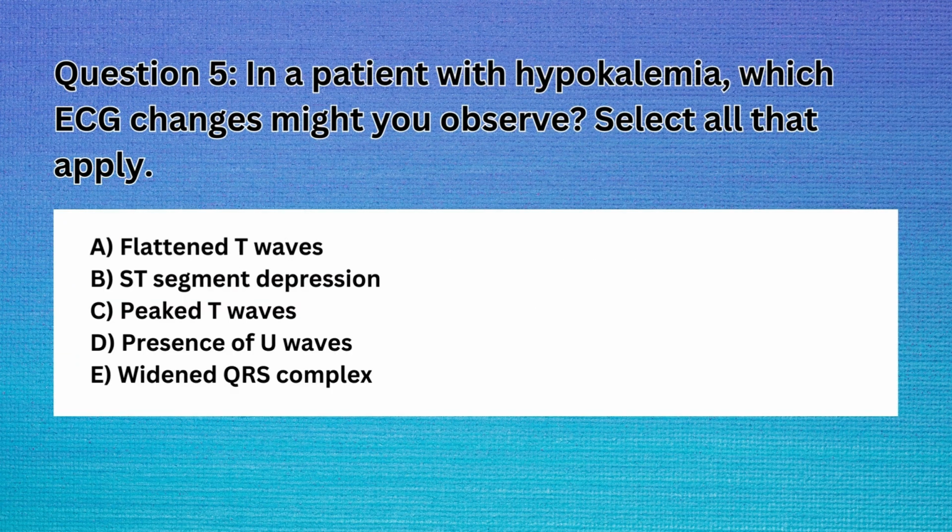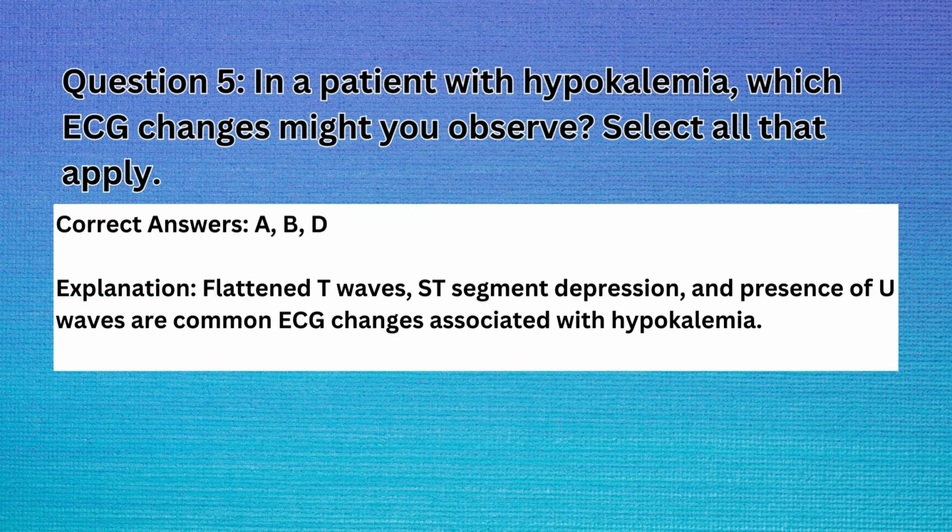Question 5. In a patient with hypokalemia, which ECG changes might you observe? Select all that apply. A. Flattened T waves. B. ST segment depression. C. Peaked T waves. D. Presence of U waves. E. Widened QRS complex. Correct answers: A, B, D. Explanation: flattened T waves, ST segment depression, and presence of U waves are common ECG changes associated with hypokalemia.